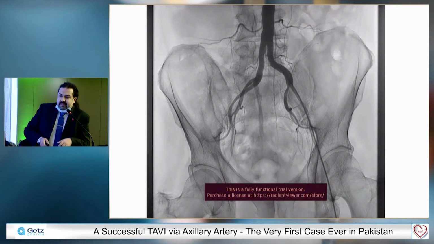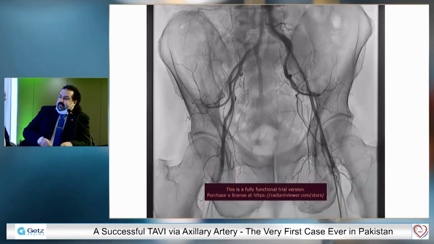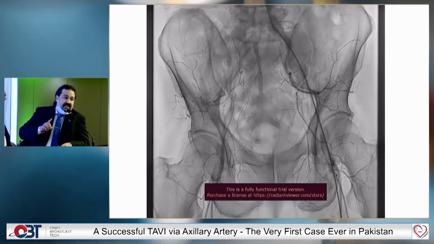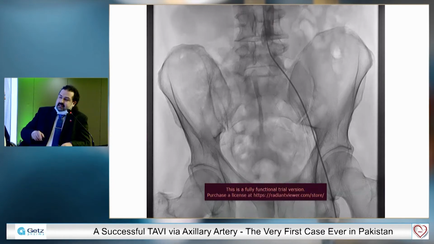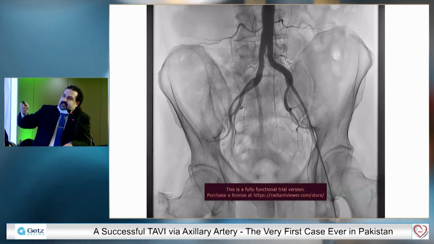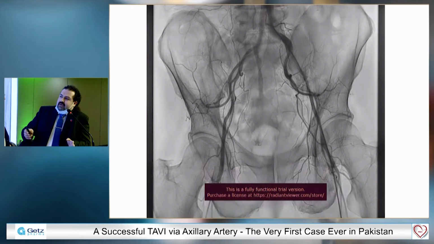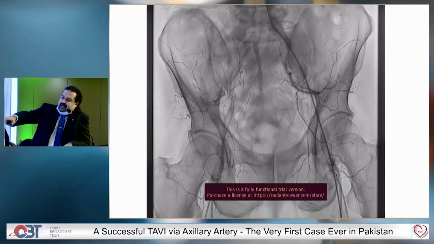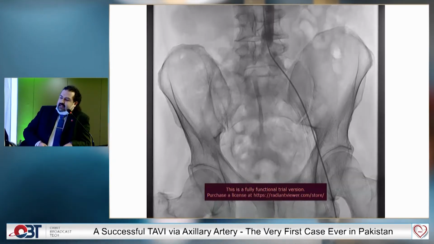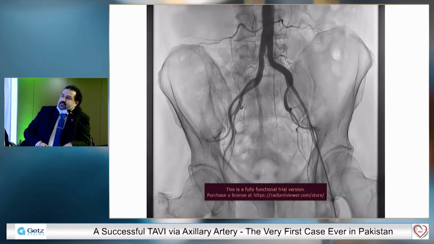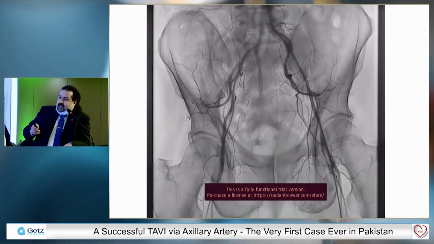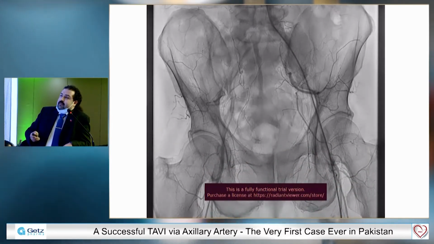So we have taken a left femoral access. This is not the primary, this is the secondary access. As we see, there is a big tail in the abdominal aorta. We are doing an angiogram. There is another sheath, if we can appreciate, in the left femoral vein, which we are going to use for our pacing wire.